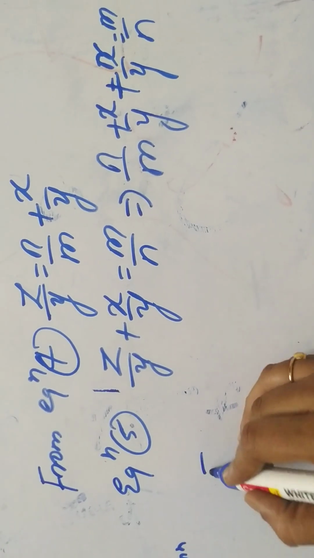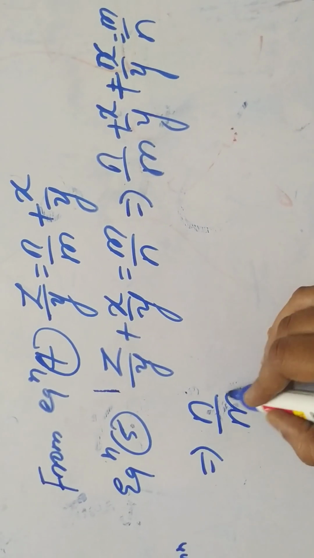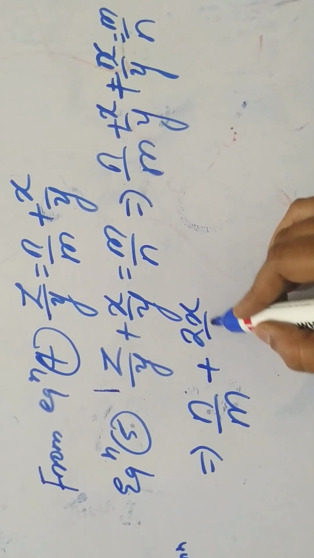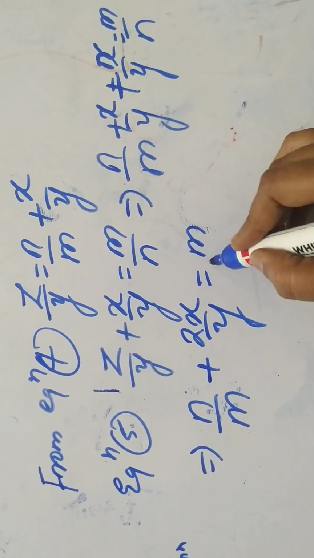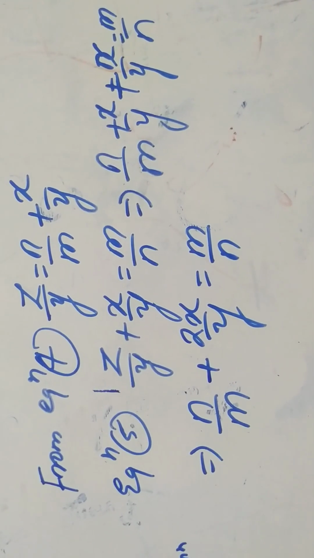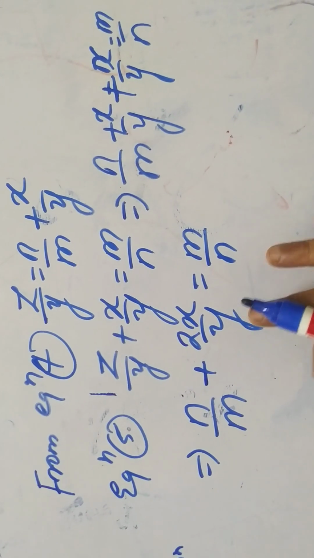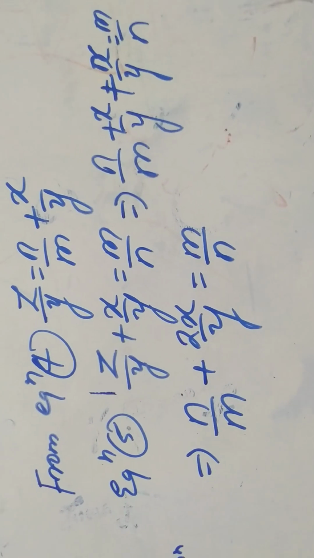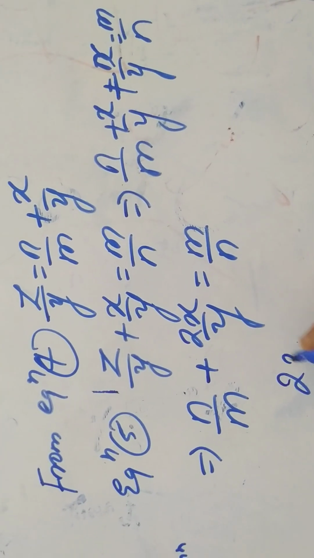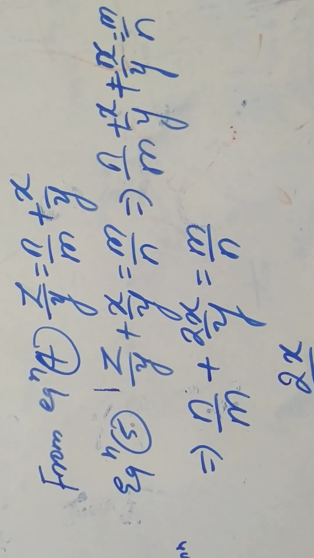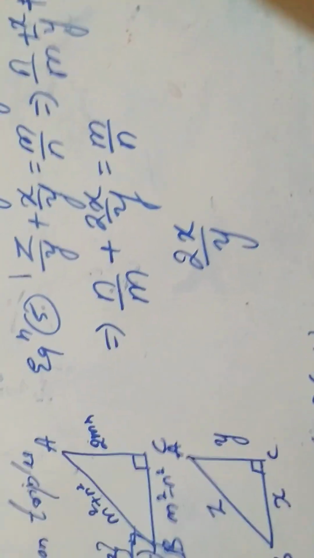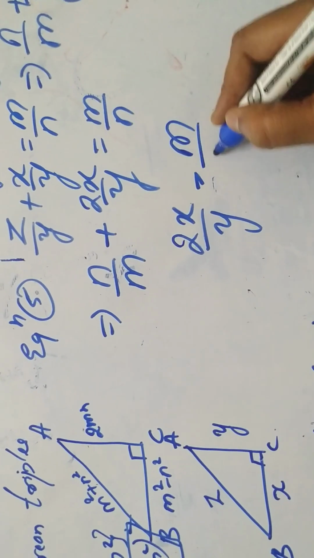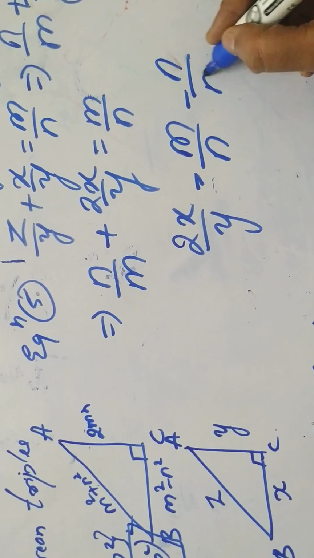Simplification. N by m, both are like terms. When I add, we get 2x by y is equal to m by n. So let me retain only 2x by y. So when I do that, so what we get now? 2x by y is equal to, shifting this, m by n minus n by m.